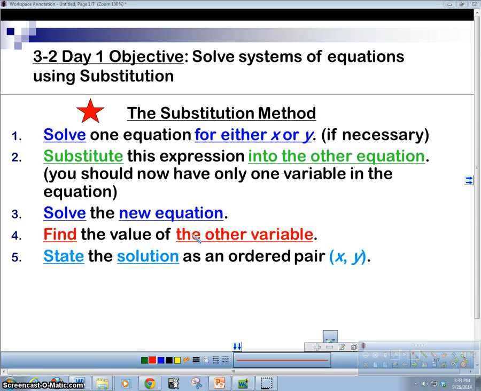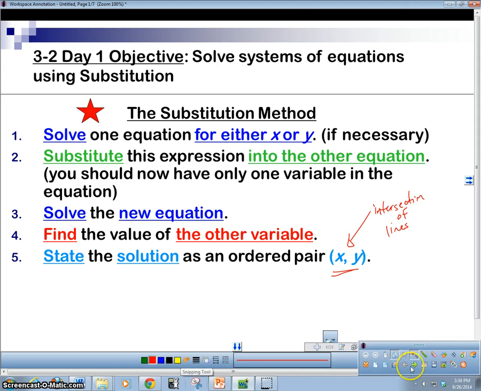So hopefully you were able to write down the steps for the substitution method. Solve one equation for either x or y. Substitute, and we all know what substitute means: move something in for something else. Then solve the new equation, and find the other variable by plugging in. We always state our solutions as an ordered pair because our answer is the intersection of 2 lines, and whenever the lines intersect, they intersect at a point.